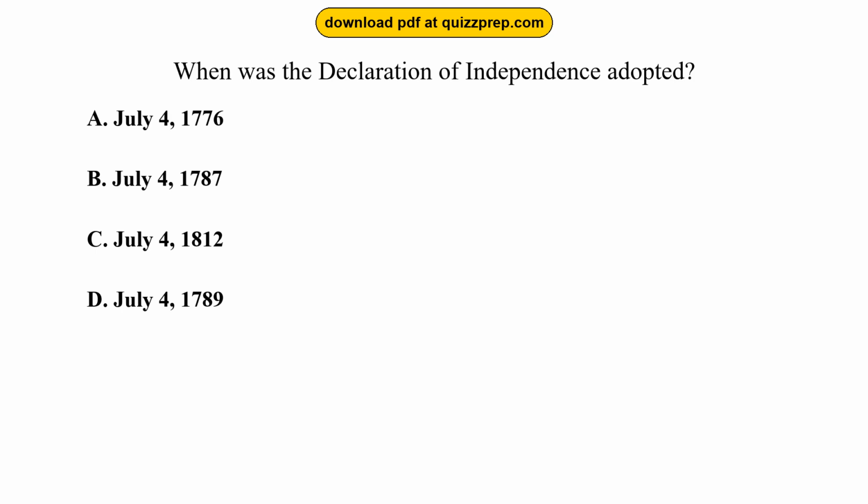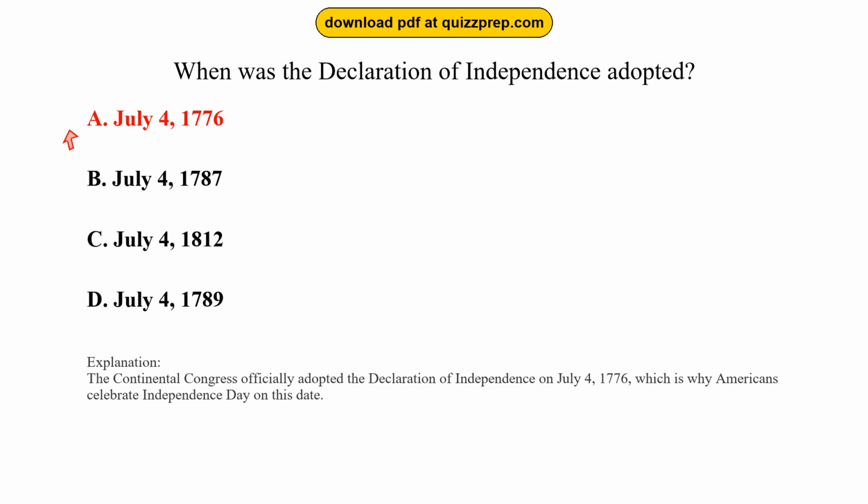Question 18. When was the Declaration of Independence adopted? Option A. July 4, 1776. Option B. July 4, 1787. Option C. July 4, 1812. Option D. July 4, 1789. The correct answer is option A, July 4, 1776. The Continental Congress officially adopted the Declaration of Independence on July 4, 1776, which is why Americans celebrate Independence Day on this date.